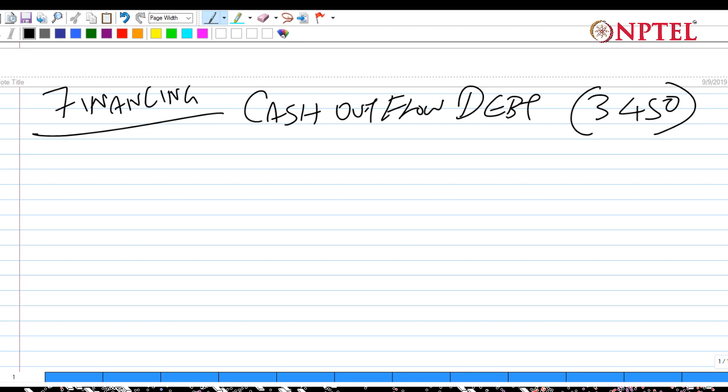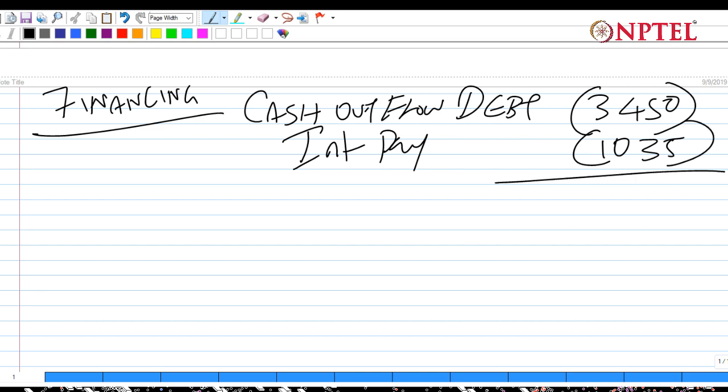Now this is the cash outflow. Next is the interest payment. Interest payment is also a cash outflow. And why do you pay interest? You pay interest because of financing activity, 1035 out here. So what is the total? 3450 plus 1035. 4485 is what you have as the cash outflow because of financing activity.